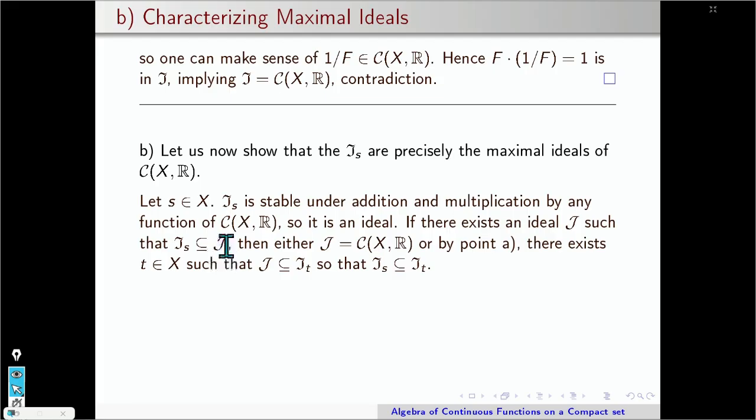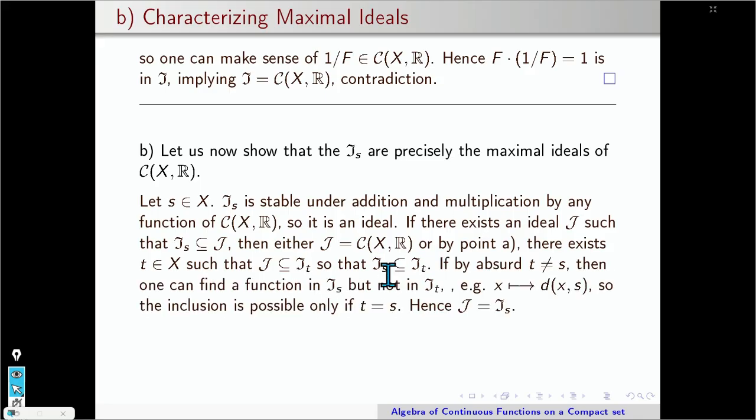an ideal J that is bigger, contains I_S. We need to show that either it is equal to the whole algebra, or if it is really a proper ideal, then it is equal to I_S. If it is really a proper ideal, by A, it must be contained in an ideal of the form I subscript T. Let us now show that T has to be equal to S.